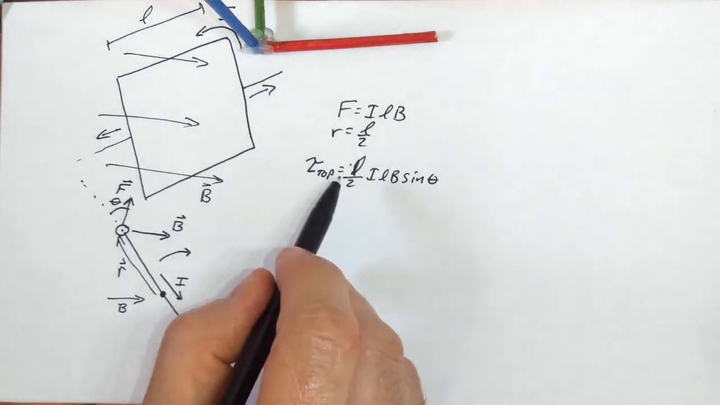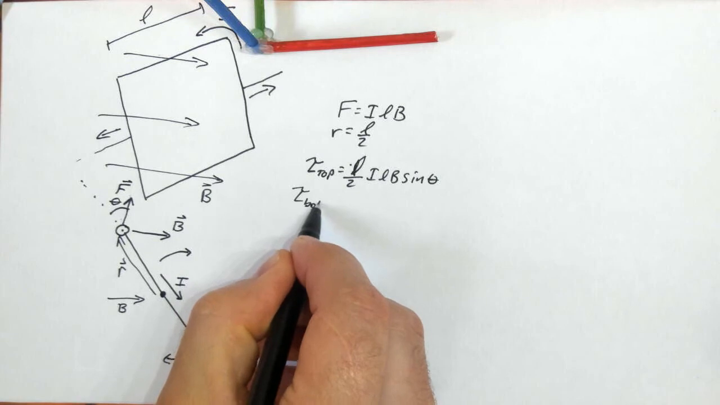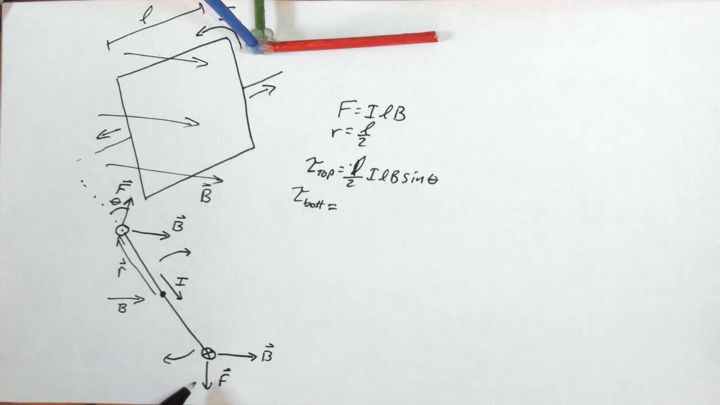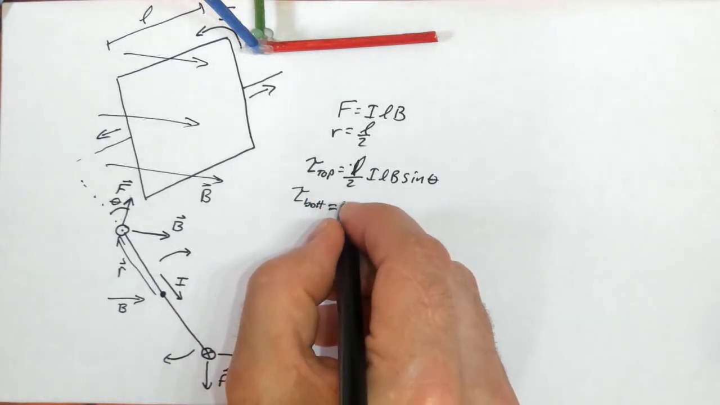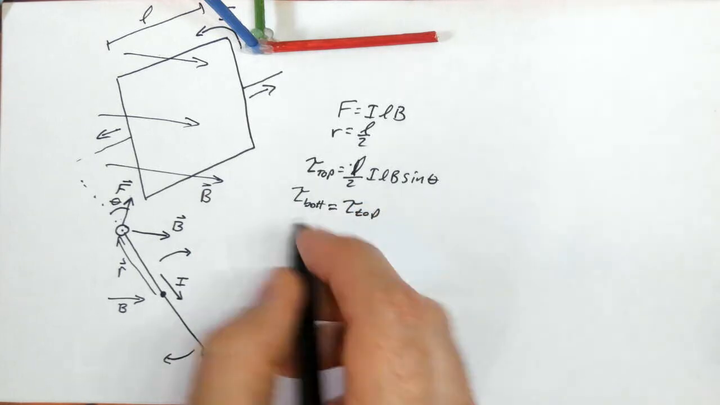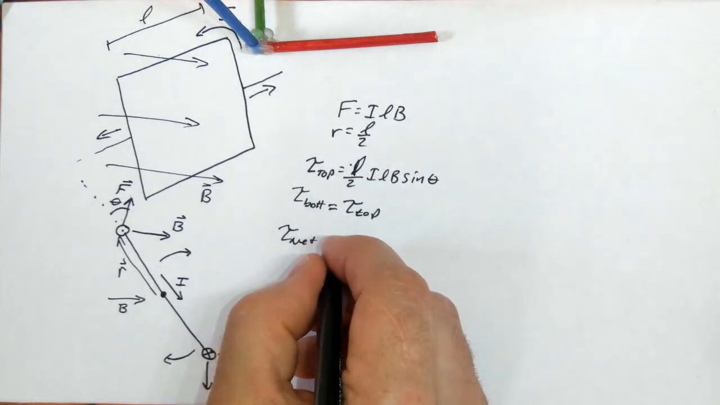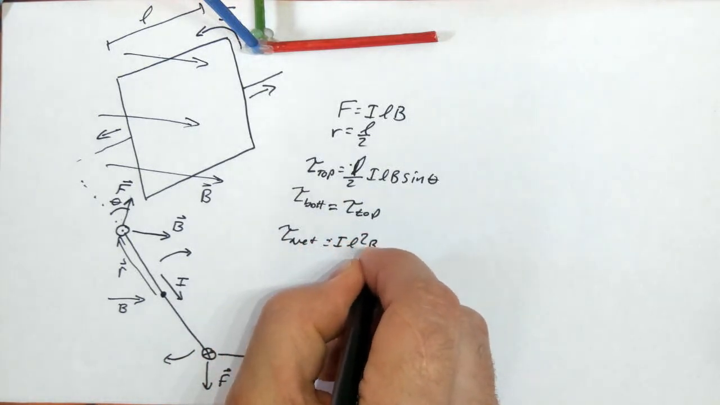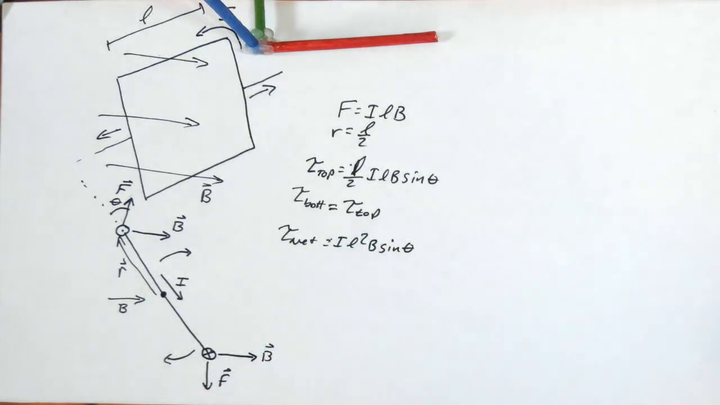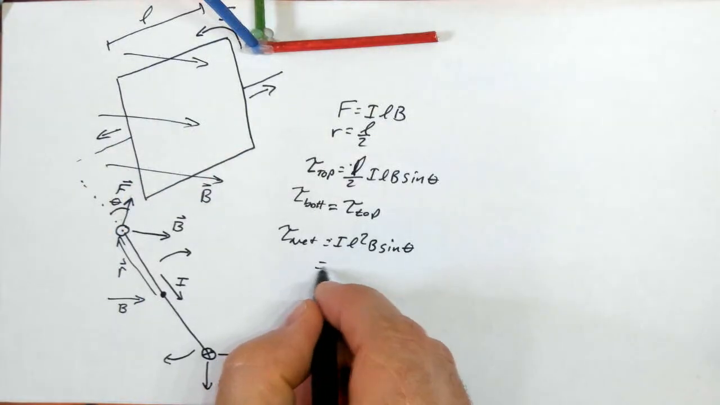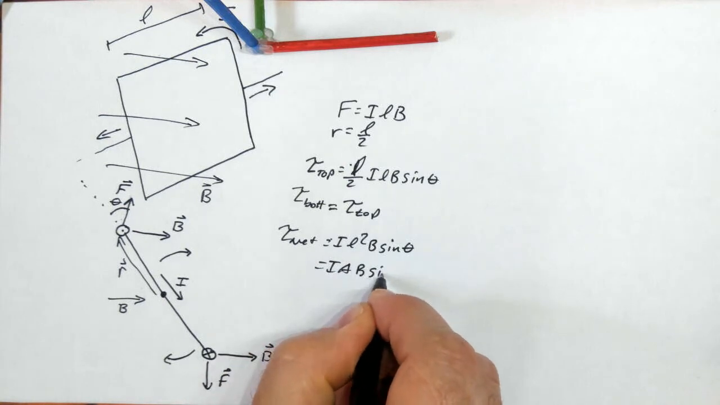Okay. Now, for the bottom wire, we could do the same thing and find that it's going to be the same size, same length, same B field, and makes the same angle. So it's going to be equal to tau top. And so tau net is just twice this, so I can get rid of that 2. And I end up with an IL squared B sine of theta. All right, well, L squared with the square loop is just the area. That's IAB sine of theta.